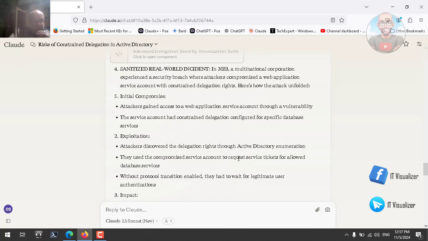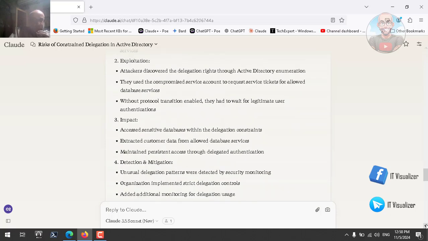They used the compromised service account to request service tickets for the allowed database services. Without protocol transition enabled, they had to wait for legitimate user authentication. He should wait for the KDC to give the web server a ticket using Kerberos, so he cannot do anything unless the KDC provides the service ticket to the web server. This is what we mean by without protocol transition. So you should be using the Kerberos protocol. You cannot override the Kerberos protocol.